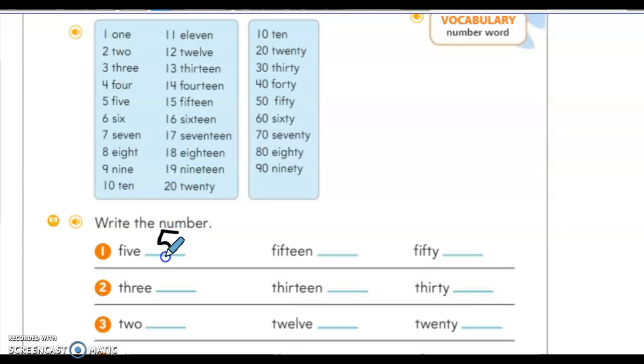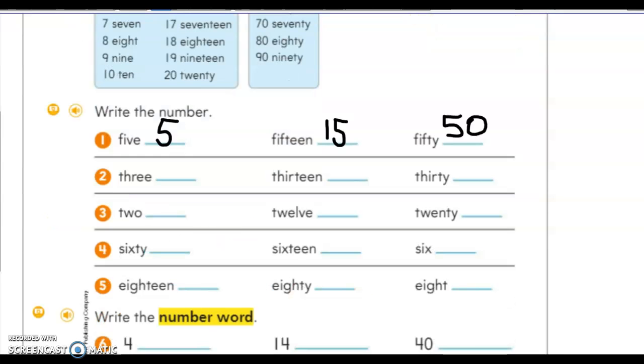And as we go across, you might notice a pattern. Here we have fifteen, 15. Oh, right there, 15. Good, 15. Next we have fifty, 50, right here. All right, so you're going to repeat that for number 2, 3, 4, and 5.